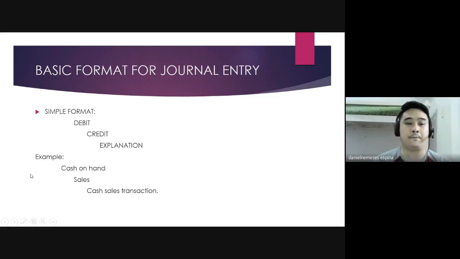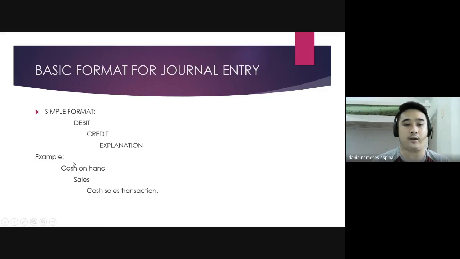So for example, you received or collected cash from your sales. So the business received cash, so that's an increase in the asset, particularly an increase in cash. So you debit cash on hand, then you credit the sales because sales is a revenue account, right? So revenue accounts have a normal credit balance. Okay, so if sales increase, you credit sales.